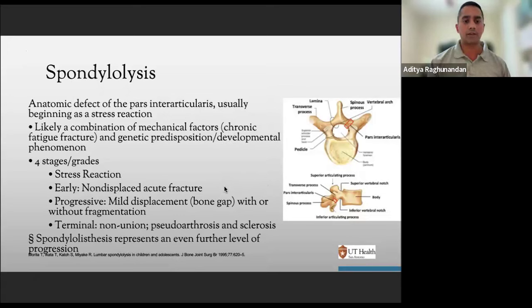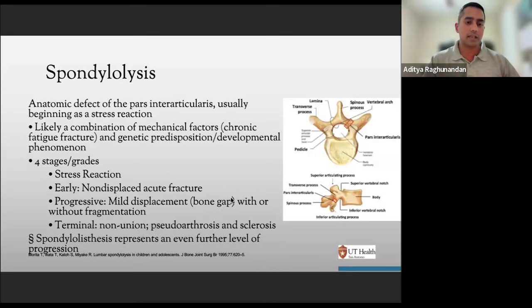If that continues without downtime, you can have a non-displaced acute fracture. This can progress, again, if not treated, which can cause a small gap or a mild displacement with or without fragmentation. And then terminal means that it's completely fractured and now it's well corticated. And then this can lead to non-union or something called pseudoarthrosis, where it's complete sclerosis and the prognosis for the fracture healing is pretty poor. And you just have 1 or 2 permanent fractures, depending on where the pathology is.